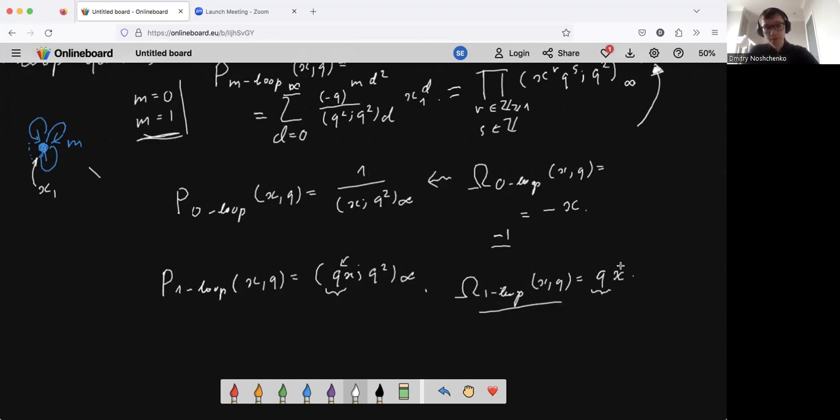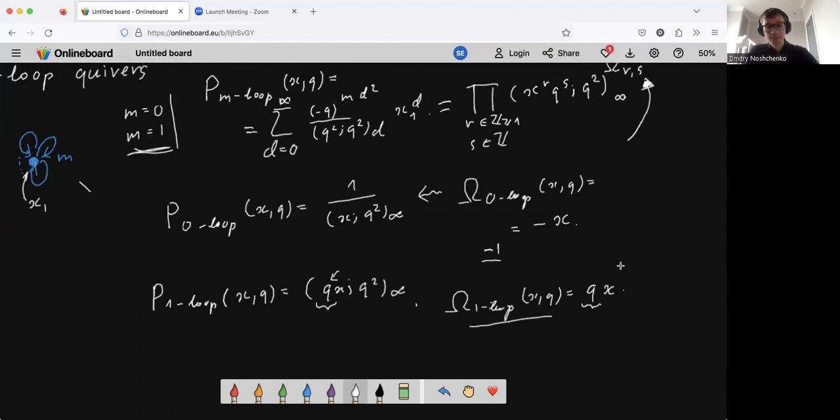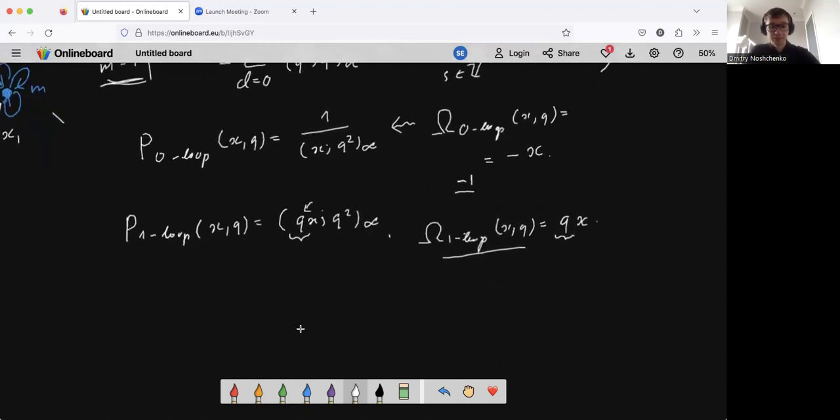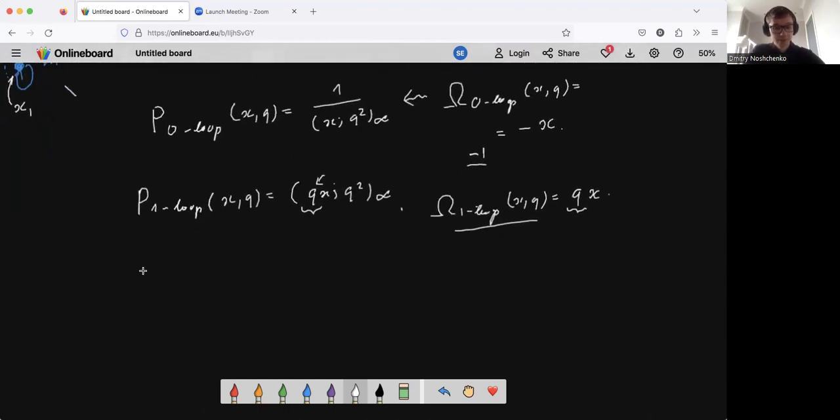And one can ask a similar question: what happens if you have two loops? Can we easily derive this formula? It turns out that for two loops, it's not that simple. Of course, one can write it the usual way, using the sum form. So here we have this square.